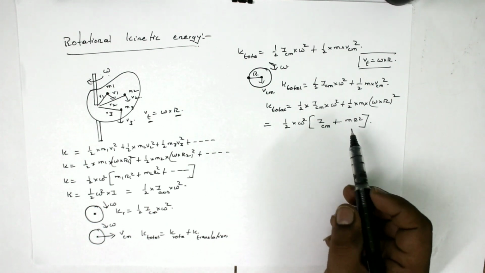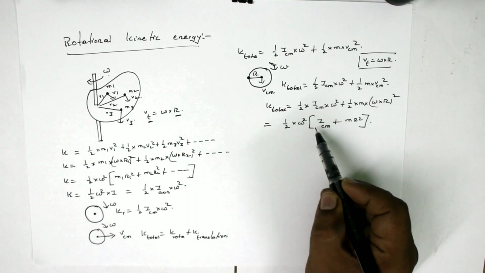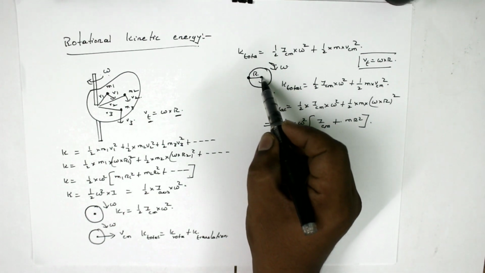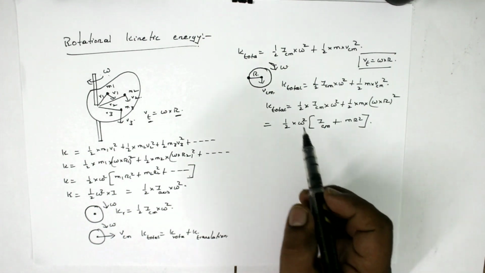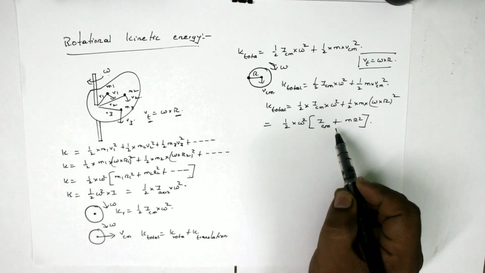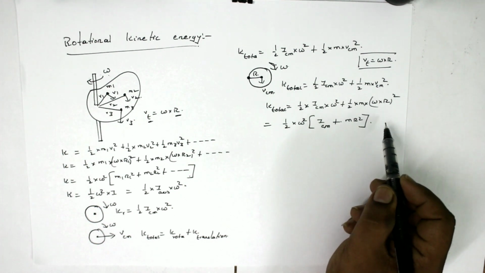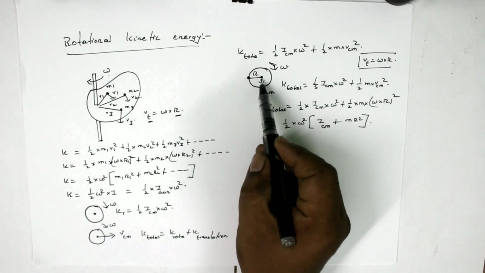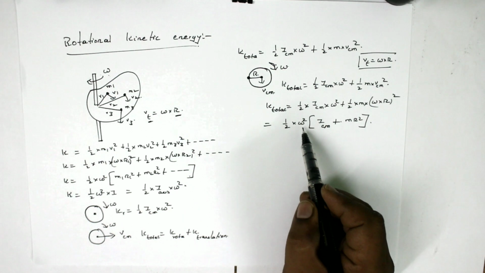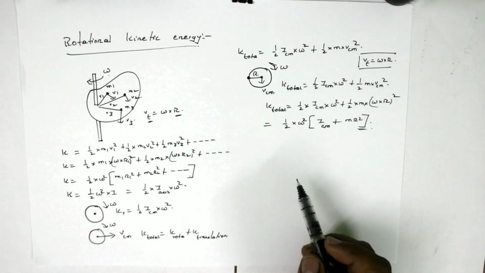This I center of mass plus m r square looks just like the parallel axis theorem. I center of mass is the moment of inertia when the axis is present here. Now when the axis is present here, by the parallel axis theorem we write I is equal to I center of mass plus m d square, where d is the distance between these two axes. So total kinetic energy is half into omega square into I center of mass plus m r square.